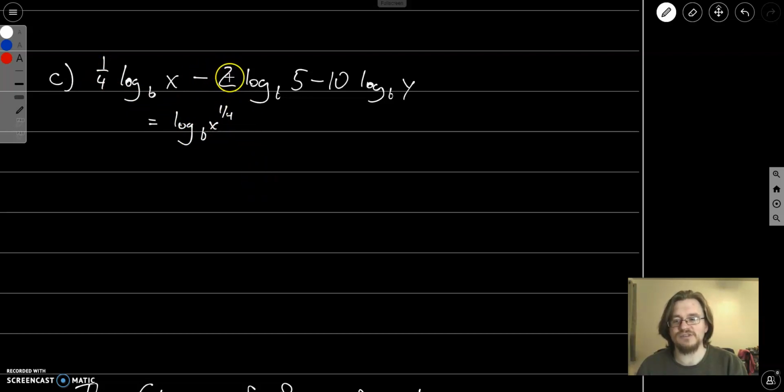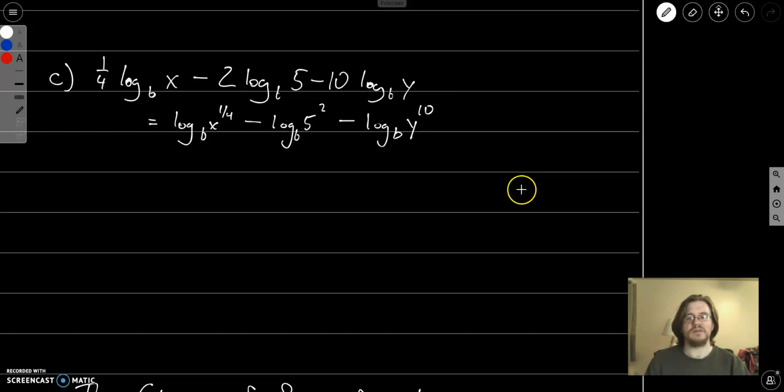Here I have minus 2 times log base b of 5. I'm going to keep the minus sign there, and I'm going to pull the 2 up. This is going to be log base b of 5 squared. And then, again, minus 10 times log base b of y, so this is going to be minus log base b of y to the 10th power. So what I've done is I've pulled in all of the coefficients, but I've left the negative signs out front.